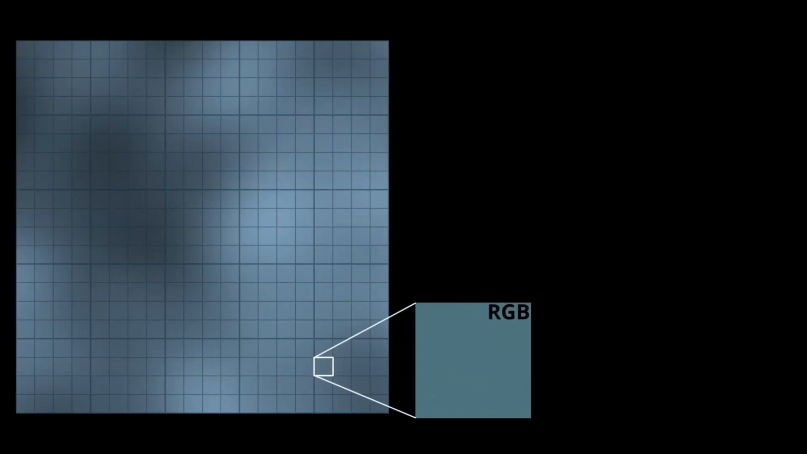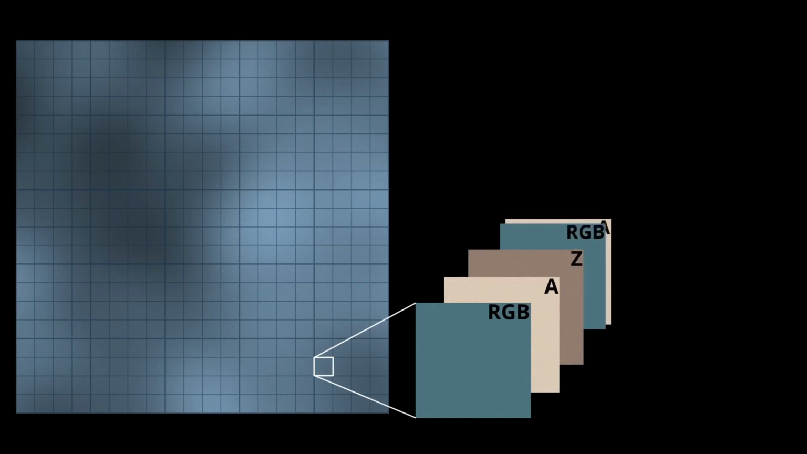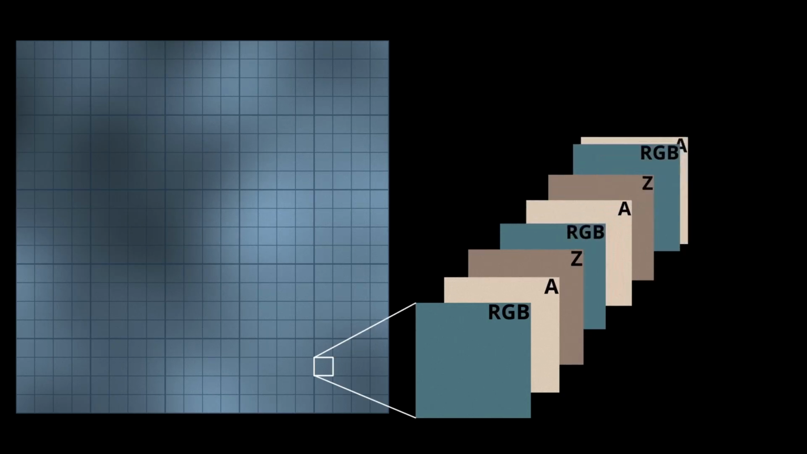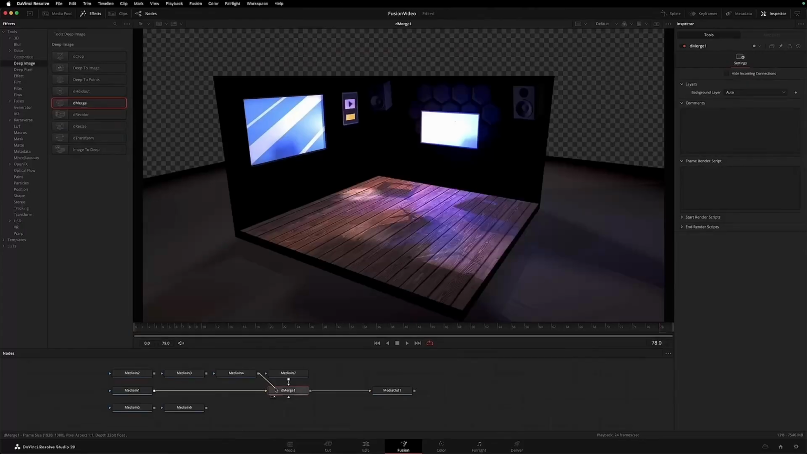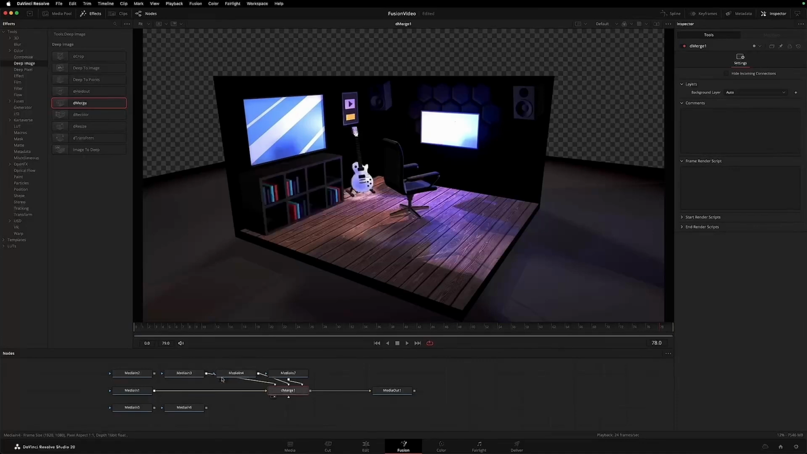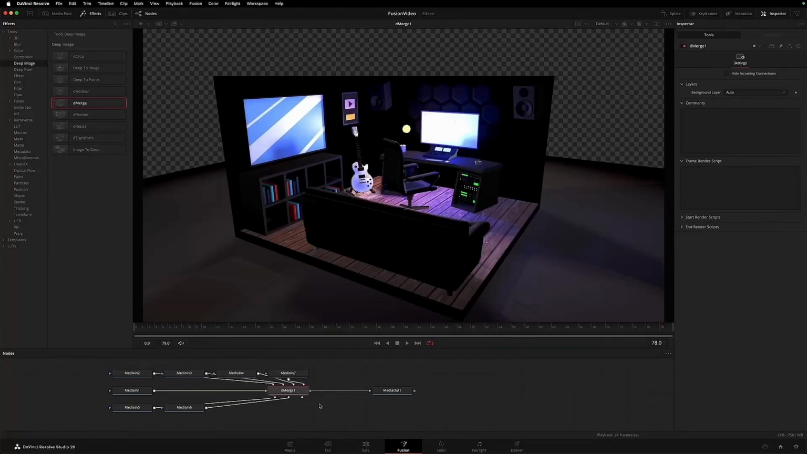Deep image compositing solves these problems by storing multiple RGBA and Z depth samples per pixel. This deep data is the key, as it allows each pixel to represent several semi-transparent elements at various depths, allowing elements to be composited based on their true 3D position, even if they weren't rendered together.